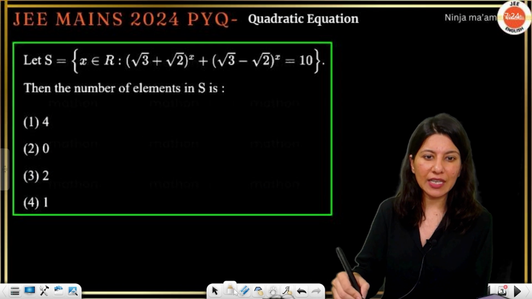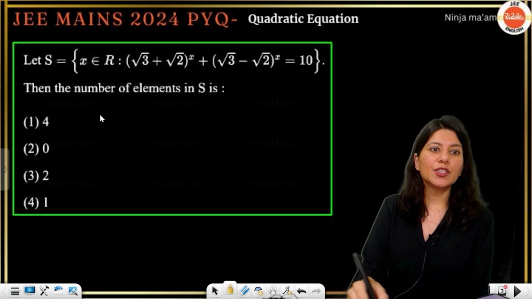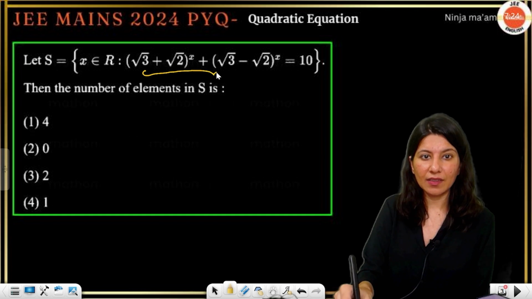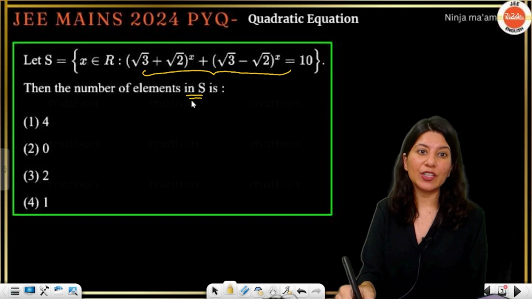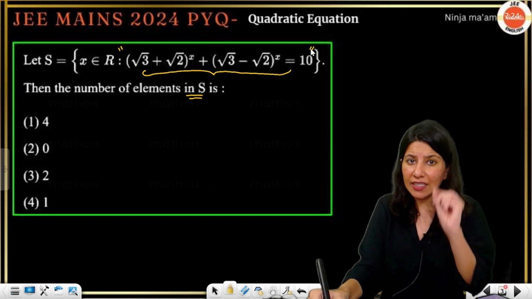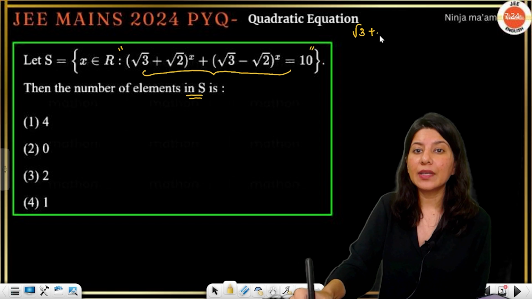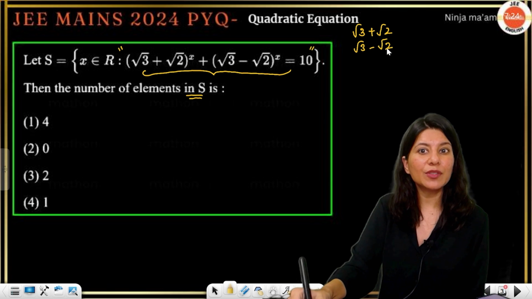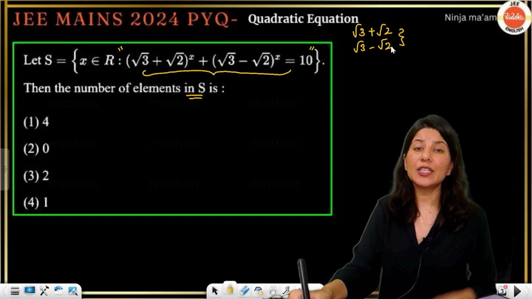Let's see what kind of questions were asked in the January attempt. So here we can see: let S equal this, then the number of elements in S is what we are looking for. So basically we need to solve this equation. And the moment I see that root 3 plus root 2 is involved, and root 3 minus root 2 is also involved, what is the relation between these two? Just tell me, what is the relation?